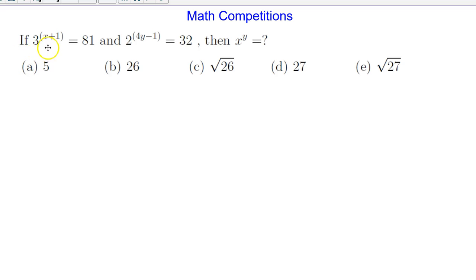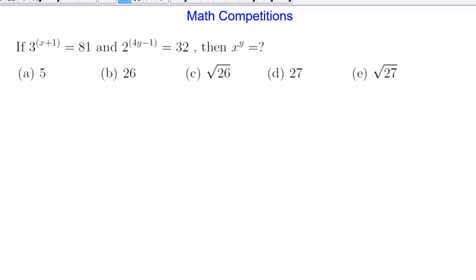If 3 to the power of x plus 1 is equal to 81 and 2 to the power of 4y minus 1 is equal to 32, then find the value of x to the power of y. So we have to find the value of x and the value of y. Once you get the values of x and y, we can proceed.